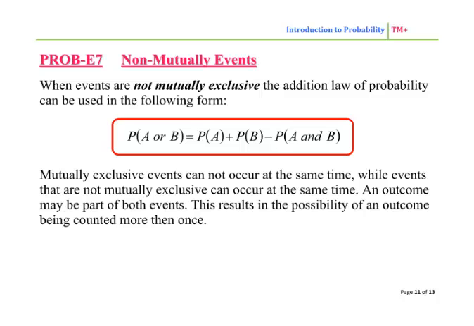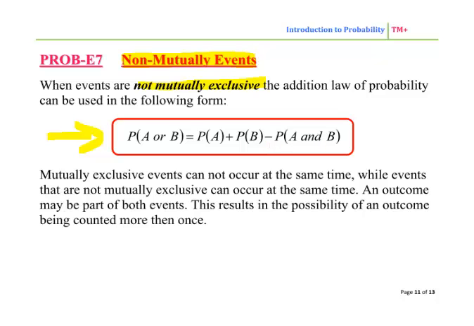Last thing for this video, non-mutually exclusive events. Now when events are not mutually exclusive, the addition law of probability can be used in the following form. So you can see here the probability of A or B is the probability of A plus the probability of B minus the probability of A and B.